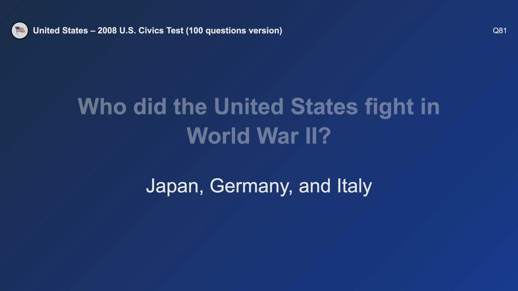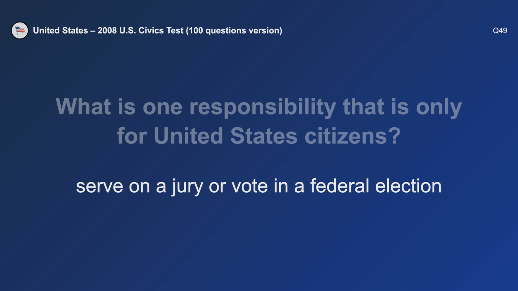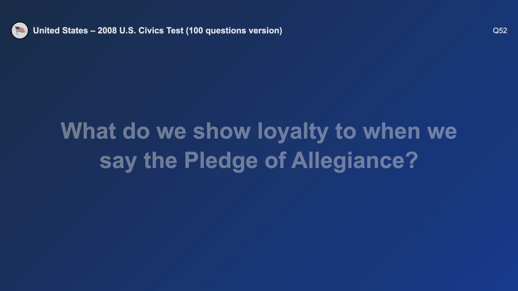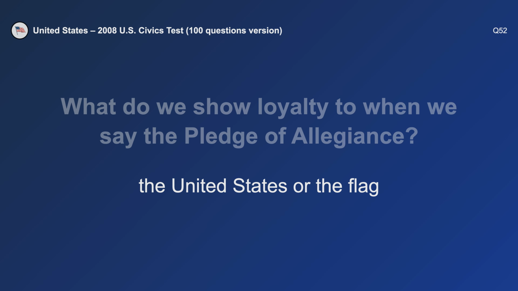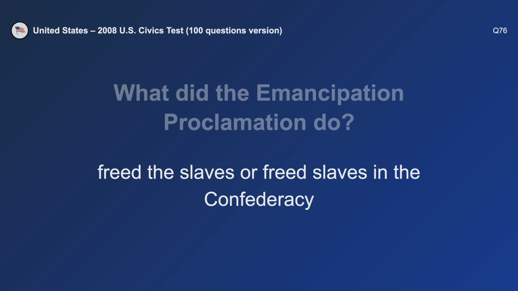Japan, Germany, and Italy. What is one responsibility that is only for United States citizens? Vote in a federal election. What do we show loyalty to when we say the Pledge of Allegiance? The United States. What did the Emancipation Proclamation do? Freed the slaves.